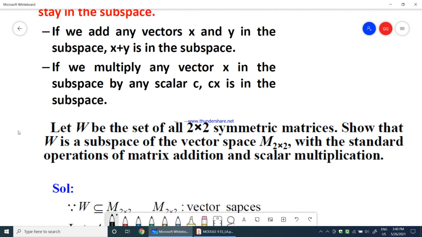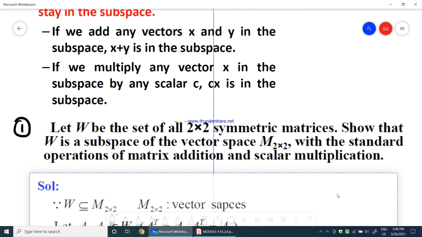Now let us take this example. Let W be the set of all 2 cross 2 symmetric matrices. We all know what symmetric matrices are. Symmetric is related to a square matrix where the transpose of the matrix is equal to the same matrix. Now we should show that W is a subspace of the vector space M2x2 with the standard operations of matrix addition and scalar multiplication. So we'll see that now.